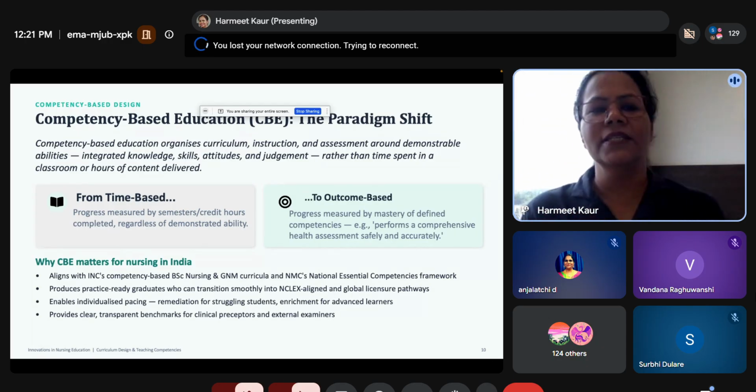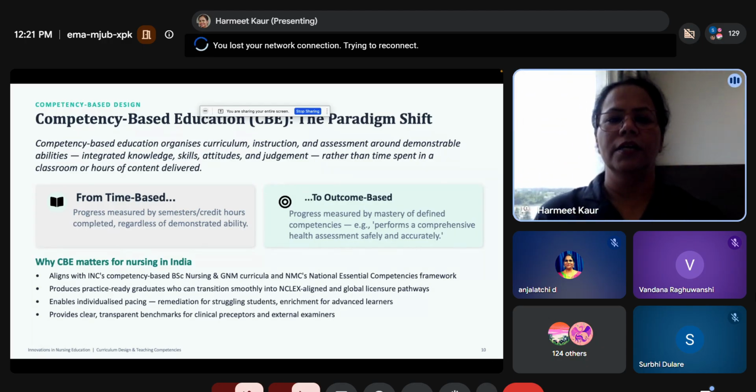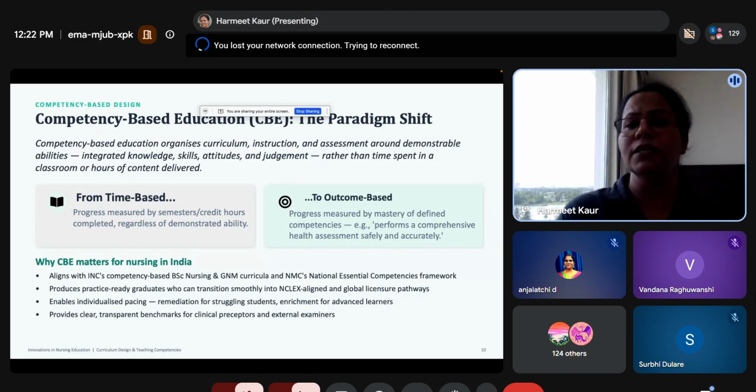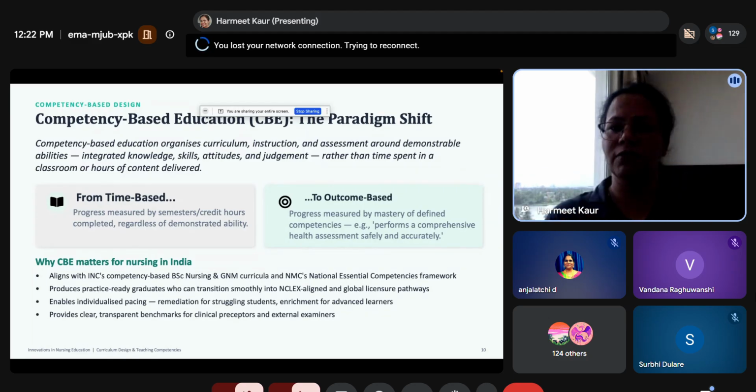Okay, so competency-based education organizes curriculum, instruction, assessment, everything towards the abilities, where the abilities of the students are demonstrated. It involves knowledge, skills, attitudes and judgment.